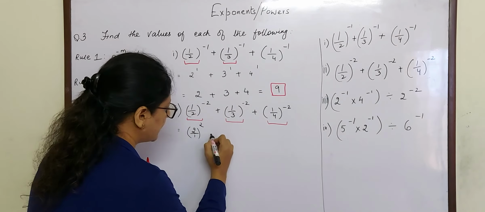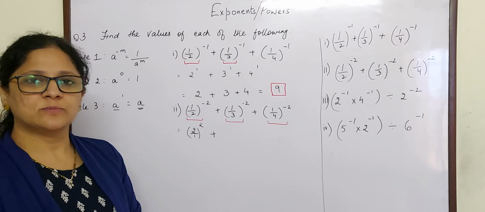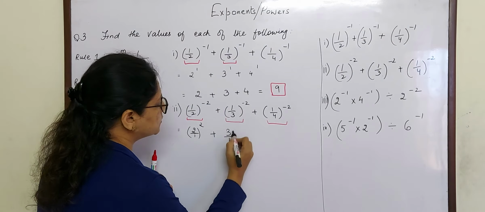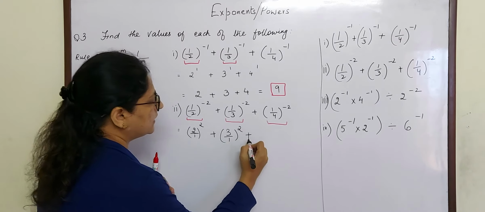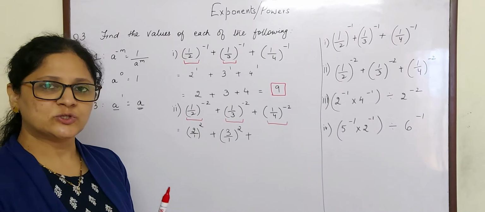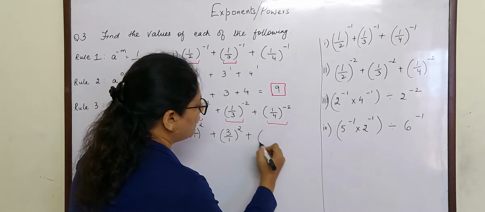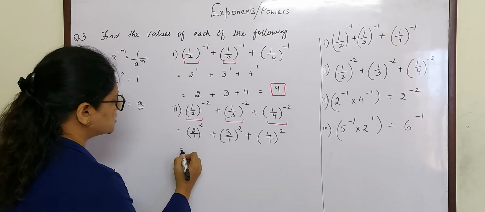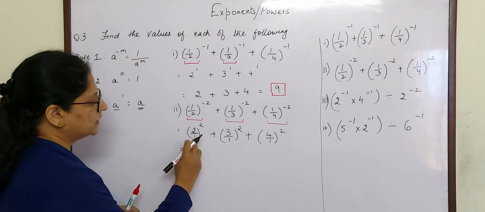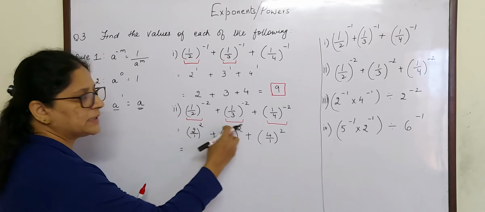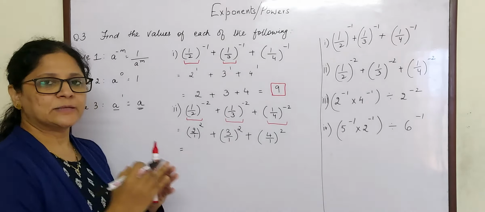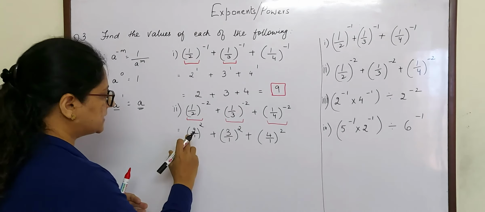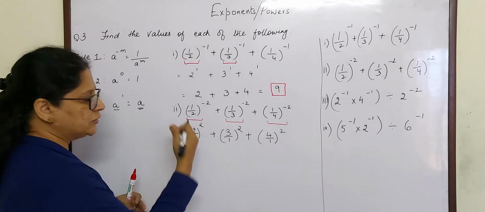Next, plus sign as it is. (1/3)^-2 becomes, yes, (3/1)^2. Very good, children. Now, (1/4)^-2 becomes (4/1)^2. Now, we will solve. What is 2/1? Now, 1 square will always be 1, because you multiply 1 however many times, it is going to be 1. 1 ones are 1. So, let us concentrate only on the numerator.